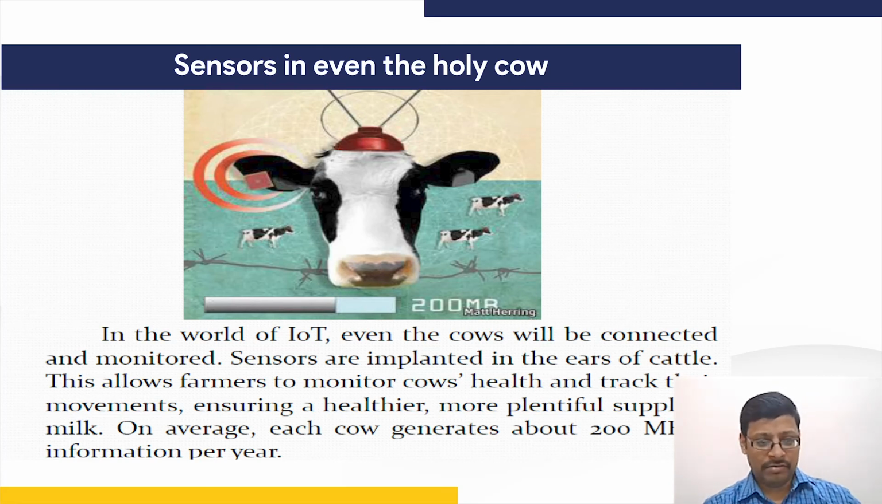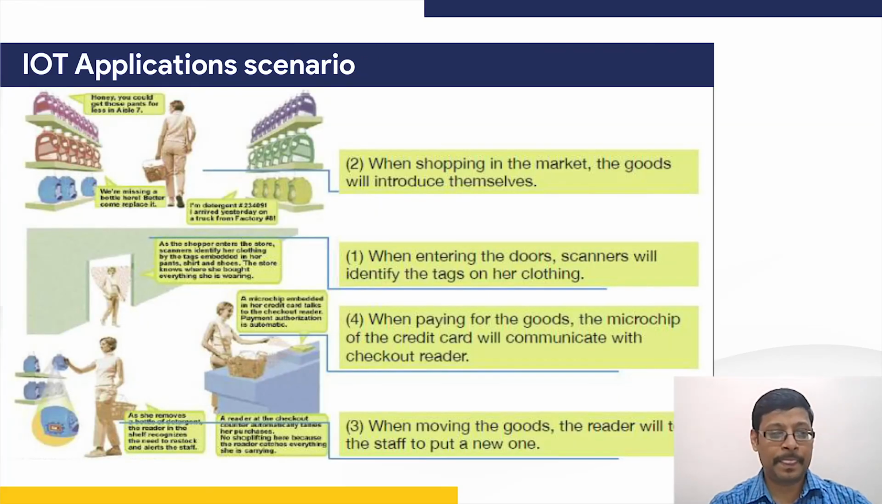Not only that, it is now also being seen in sensors for the holy cow. In this case, sensors are embedded in the ear of the cow, so the cattle owners can see the health condition of the cow, track its movement, see where the cow is located, and whether the cow is healthy or not. All of this can be identified very easily, right?